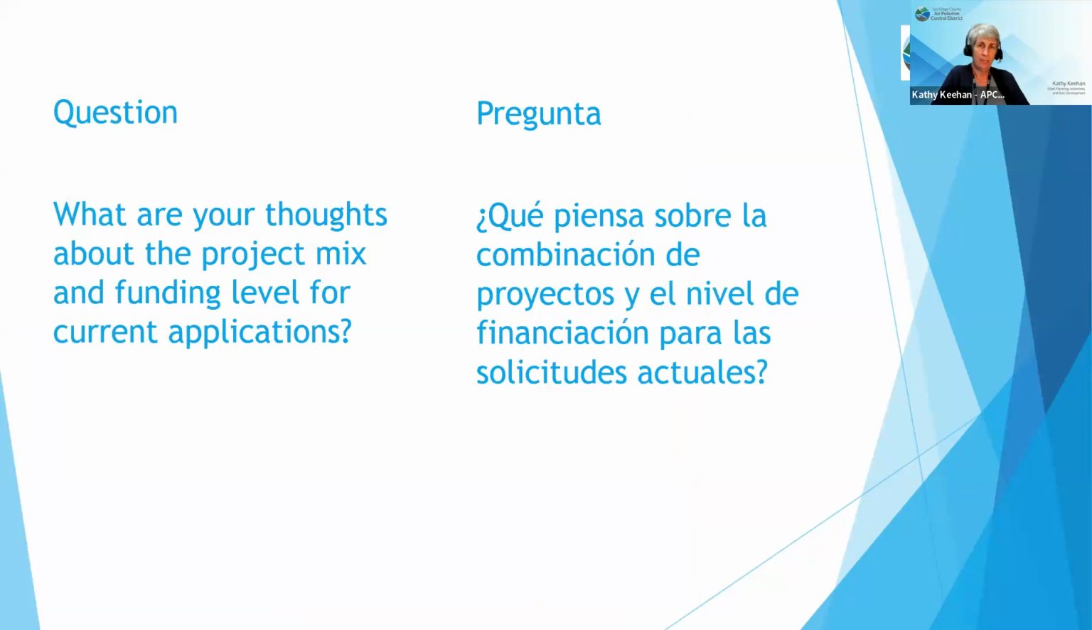So I wanted to take a break here. I saw a couple of questions pop up in the chat, but we just wanted to get your thoughts about the project mix and the funding level for these applications we have in-house. We don't have much control over what projects people apply for, but we can set priorities for what we want to fund first. And if we were in a situation where we had more projects than funding, we would choose the priorities of the community. Does the project list this year meet the priorities of the community? We'd like to hear your feedback on that.